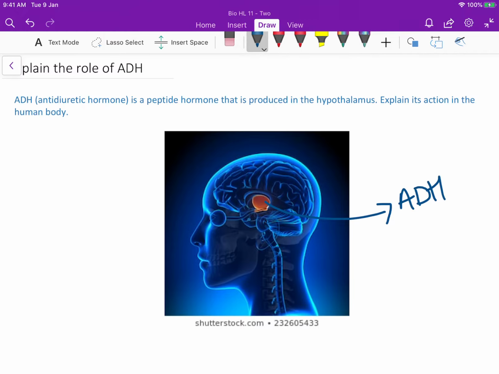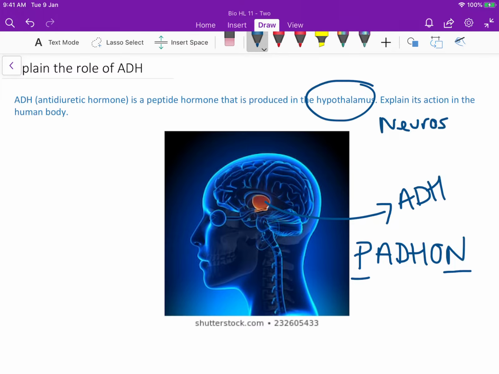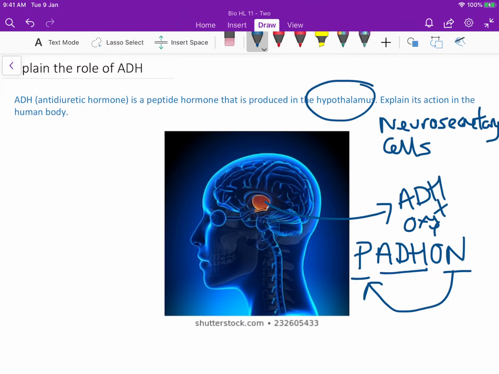Just as a quick recap, it was the posterior pituitary. So it's produced in the hypothalamus, but that's by neurosecretory cells, which then store it in the posterior pituitary, releasing ADH into the blood. Okay, so it gets released into the blood and then it's going to travel down.